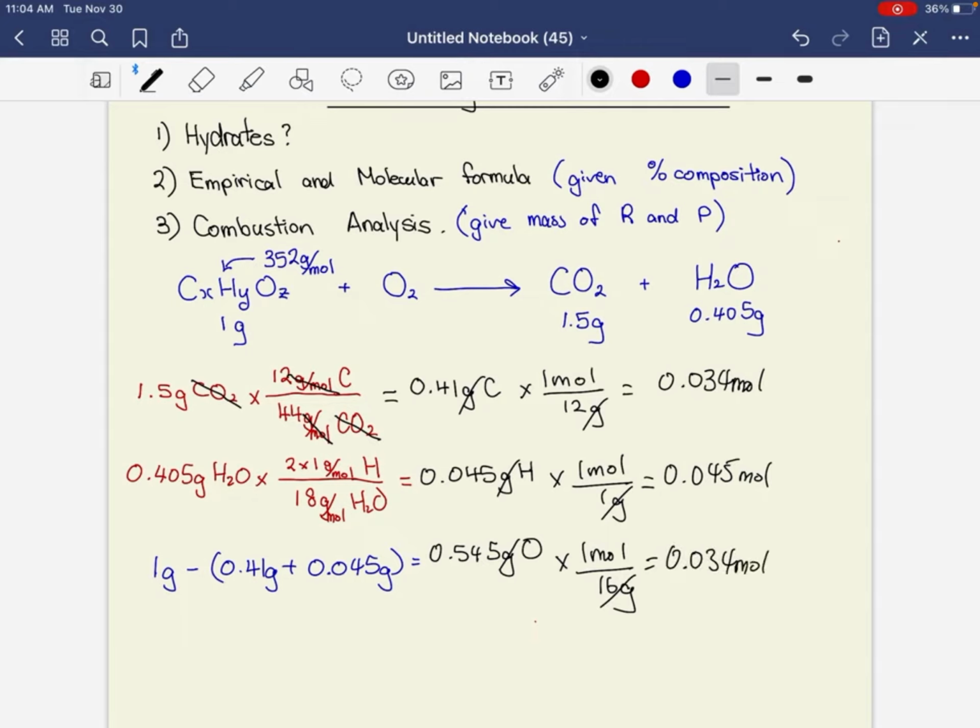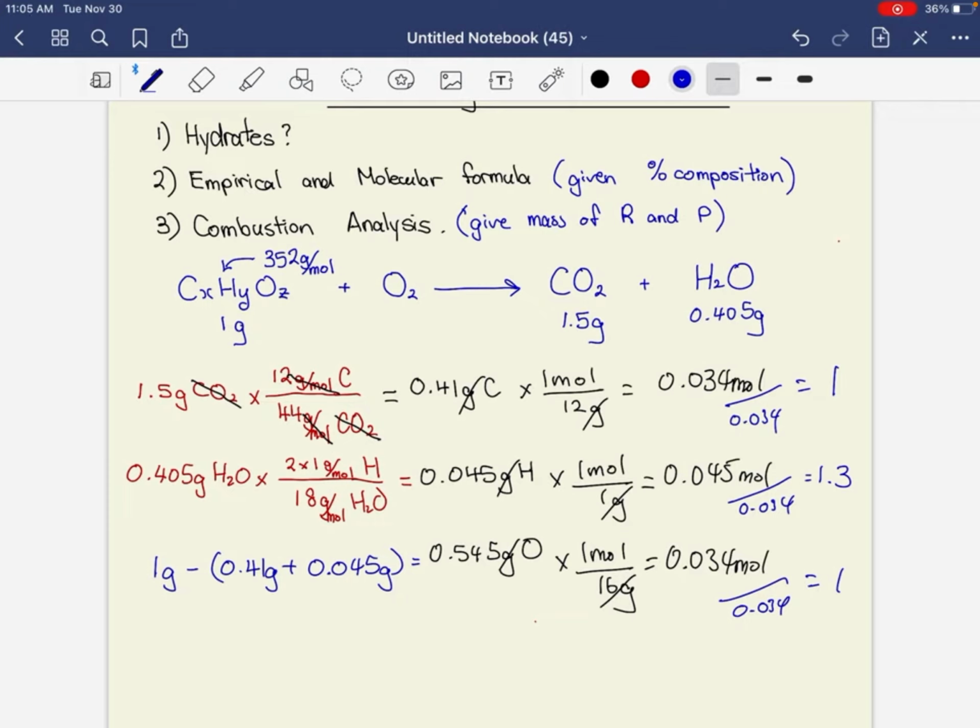Okay, we turned them all to moles. If you remember, the sequence is now you look at their ratios. You look at what is the smallest number. Well, the smallest number is 0.034. So we're going to divide everybody by 0.034. So the ratio is 1 for carbon, 1 for oxygen. Hopefully I get a nice number. 1.3. Dang, I don't have a nice number. 1.3. All right. Well, I guess we do know what to do.